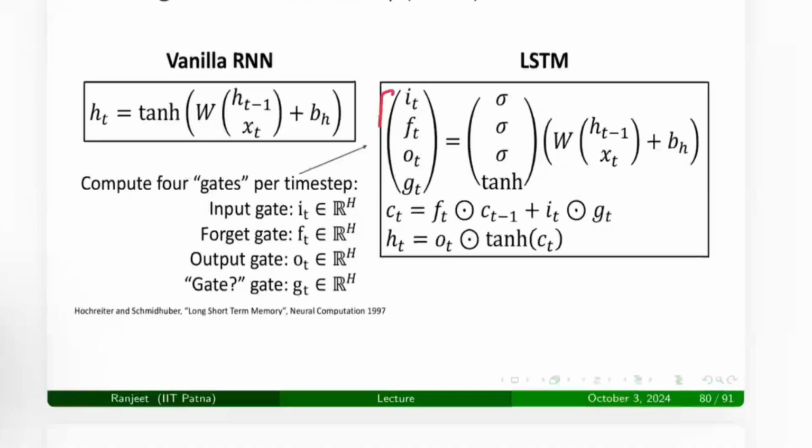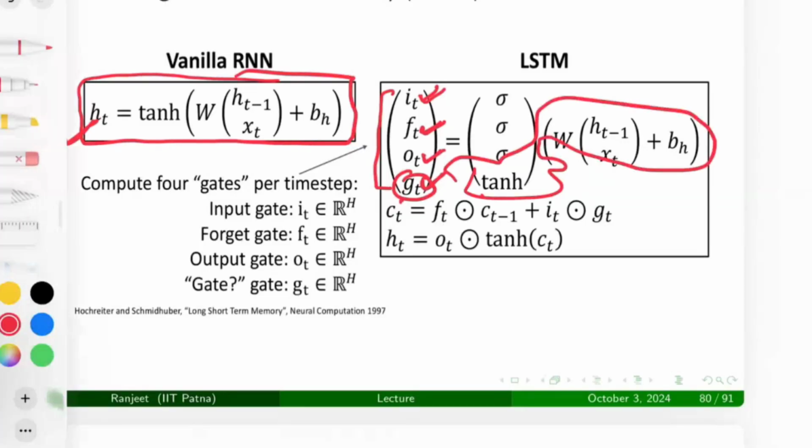So these four things are called gates in the case of LSTM. This first one is called the input gate. This second term is called the forget gate. This third, OT, is called the output gate. And the last term is called the gate gate. They have not found a very suitable name for this, so that's why they have given gate gate. But this gate gate is storing the new information, similar to what we get in the RNN, because GT has a similar formula.